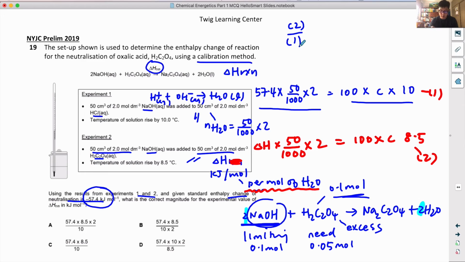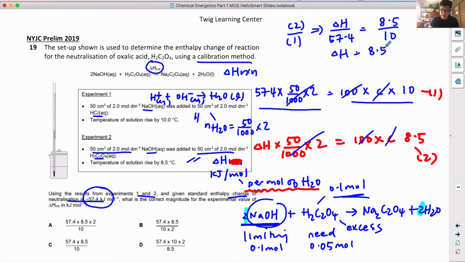So I'm going to do equation 2 divided by equation 1. You realize when I do equation 2 divided by equation 1, a lot of stuff can cancel. This can cancel. So change in H over 57.4, and a lot of stuff can cancel, which means it's 8.5 divided by 10. Can you see that? So change in H equals 8.5 divided by 10 times 57.4. But this is per mole of water form. So that's why it's a bit tricky.